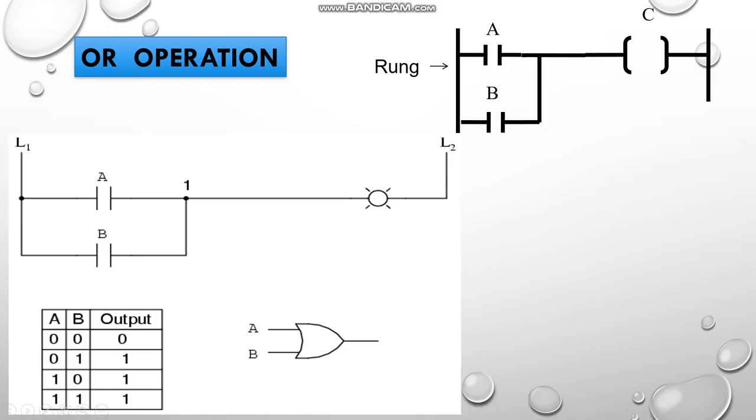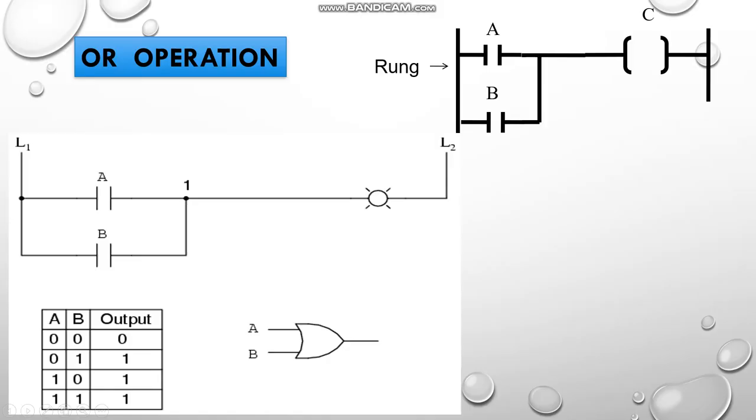Once again, here A is 1 and B is 0. So B will be acting as open circuited and A will be acting as short circuited. The current flows across this particular terminal and makes the device turn on. In the last case, both the inputs are high. When A is high and B is also high, the current flows across both the terminals and makes the output device turn on.